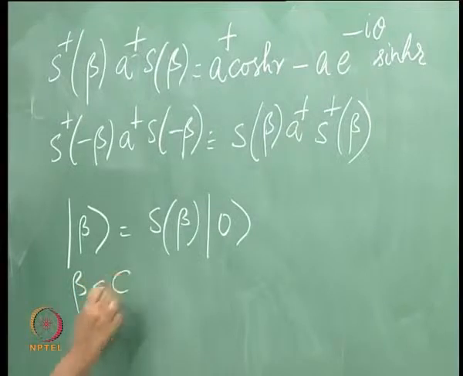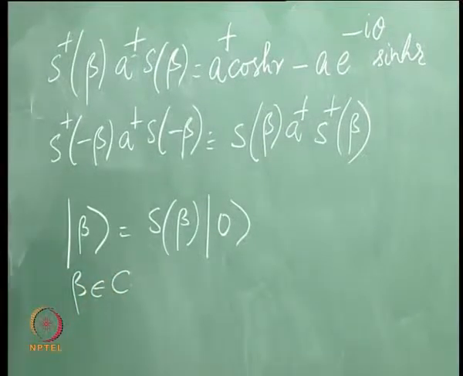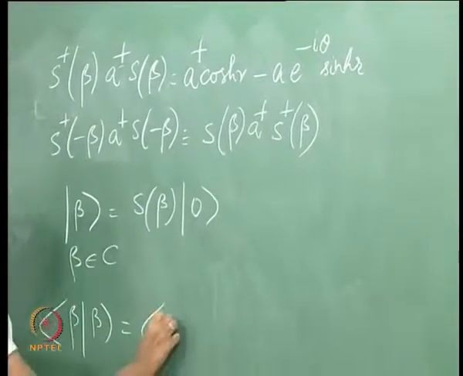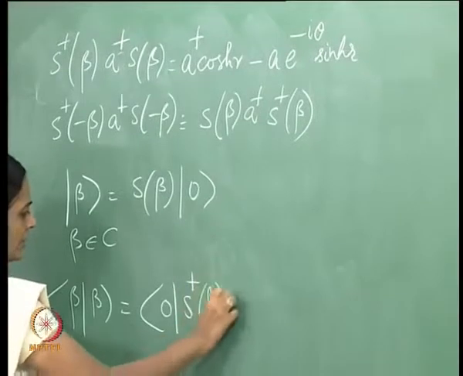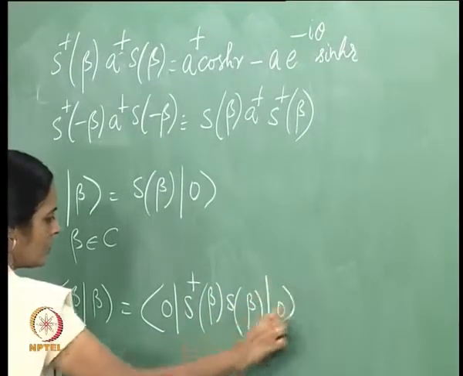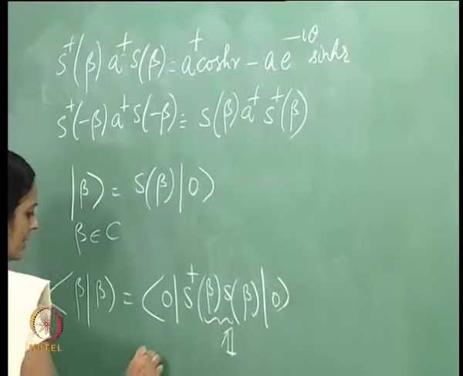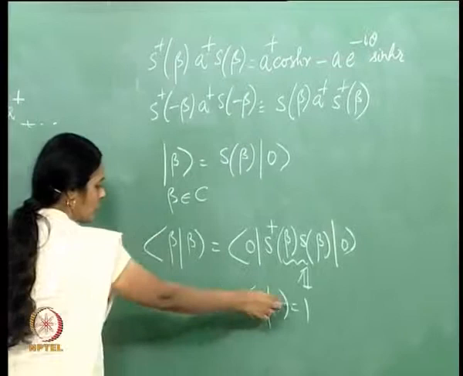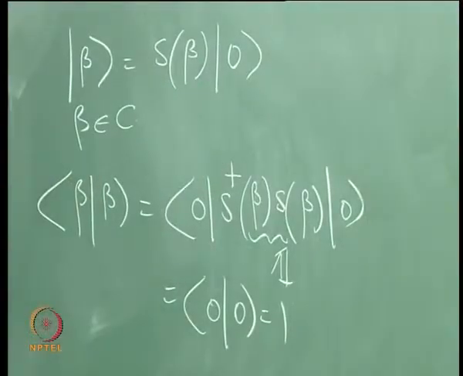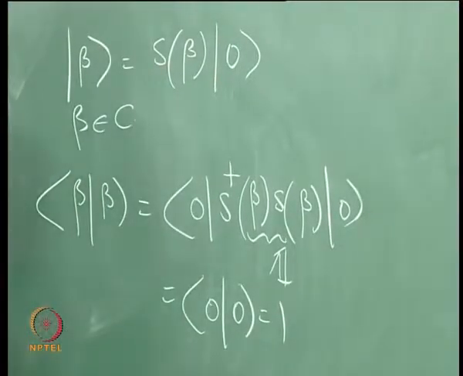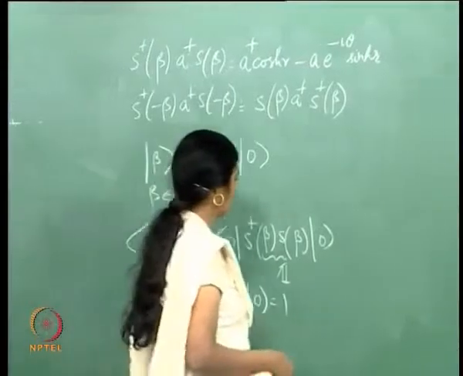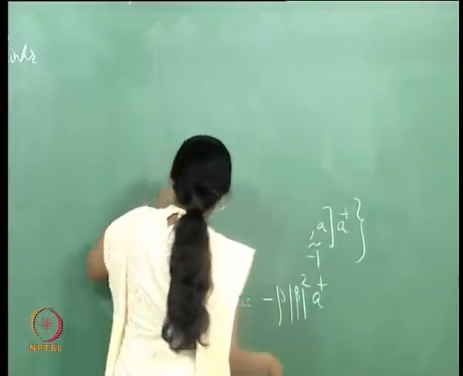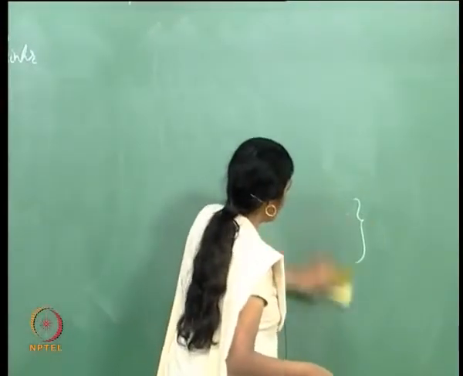Remember that beta is any complex number. It is very clear that ket beta is normalized to unity, because this is the same as S dagger of beta S of beta ket 0, and this object is identity, and therefore this is the same as the inner product of 0 with ket 0, bra 0 ket 0, and that is 1. So, this is a normalized state. What we need to show is that it is a squeezed state.